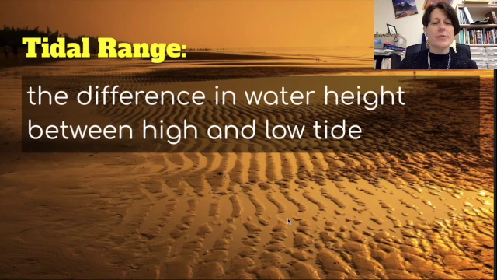Now, there is a tidal range. This is the difference in water height between high and low tide. In general, there are 2 high tides and 2 low tides every day on Earth. And that is because of the position of the Earth moving underneath, and you have one about a little over 12 hours apart from each other.